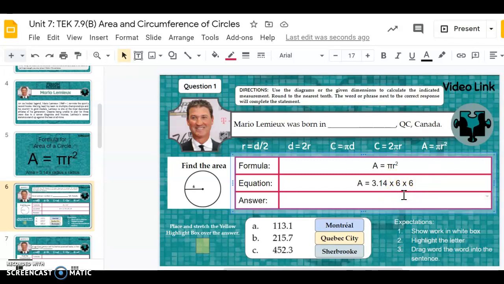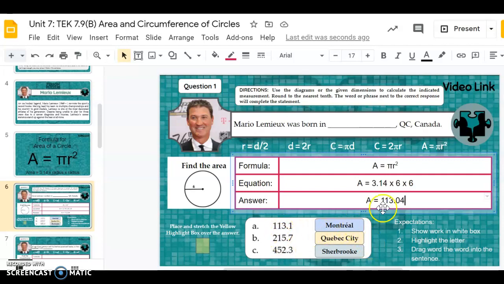Now I'm going to solve for that because I don't have time to sit here and figure it all out. I'm going to use a calculator. So 3.14 times 6 times 6 equals 113.04. Now, they ask you to round to the nearest tenth right here. Use the diagrams and dimensions given to calculate the indicated measurement. Round to the nearest tenth. The word or phrase next to the correct response will be the correct statement. So I have A equals 113.04. I'm going to put that on there just because that's what I got on my calculator.